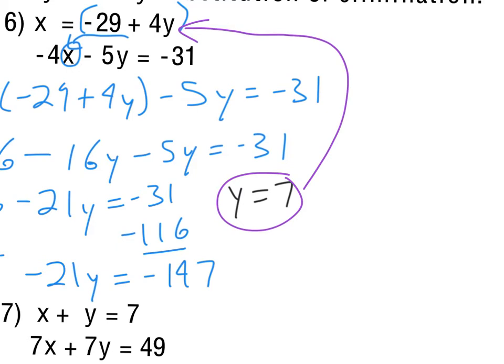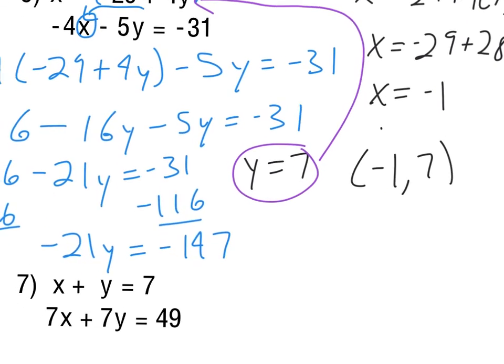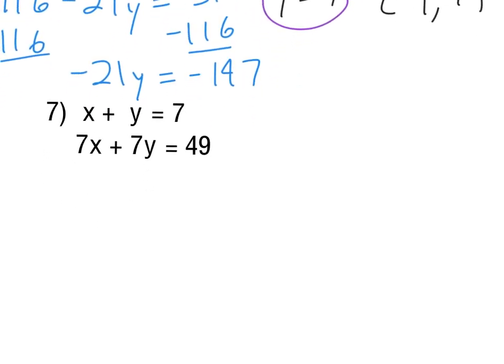And we get x equals negative 29 plus 4 times 7. So x equals negative 29 plus 28. And we find out that x equals negative 1. Again, you can write that as an ordered pair, negative 1, 7. And that's the solution we're looking for. It's a good idea also to take the time to double check, plug that answer into the original system, make sure that it works.